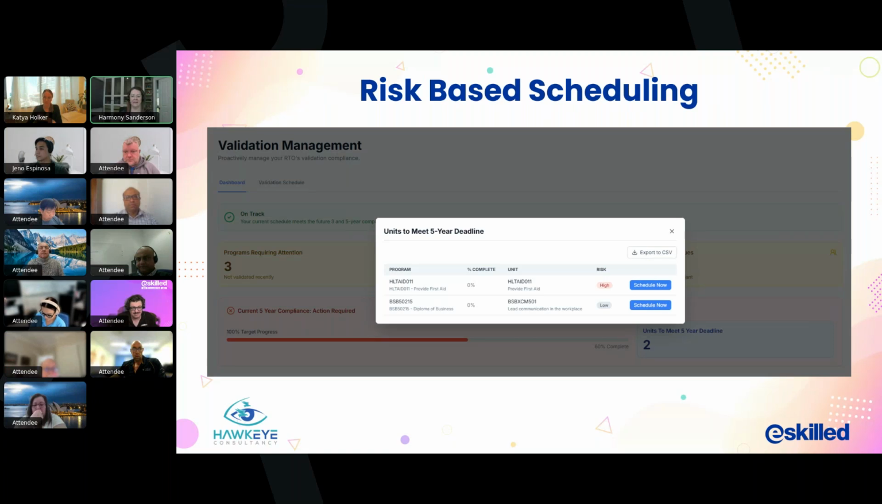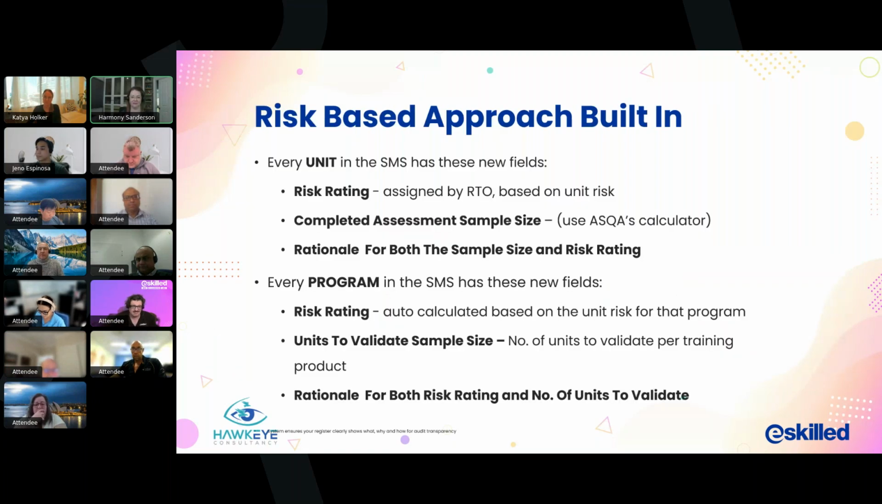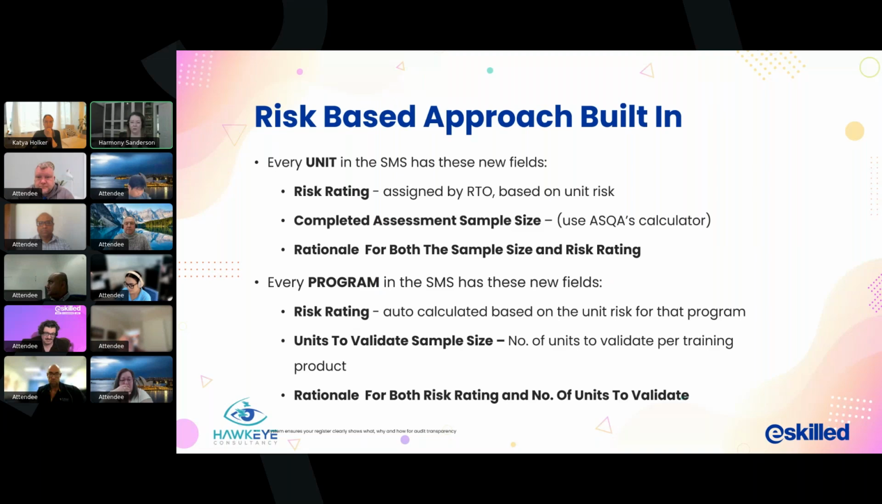With the inbuilt risk-based approach, every unit in the student management system will have these inputs: a risk rating, assigned by the RTO based on risk, completed assessment sample sizes, for which ASQA has a really handy calculator, and a rationale for both the sample size and the risk rating. Programs will have fields for risk rating, which is auto-calculated based on the unit risk for that program, units to validate sample size, which is the number of units to validate per training product, and the rationale for both the risk rating and the units to validate.